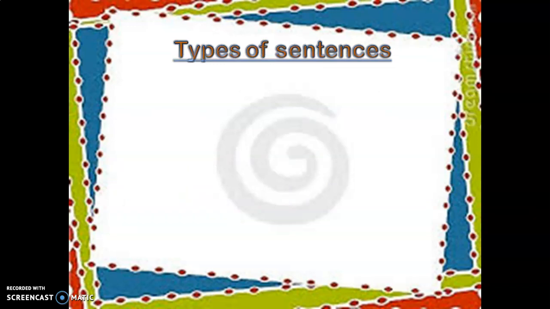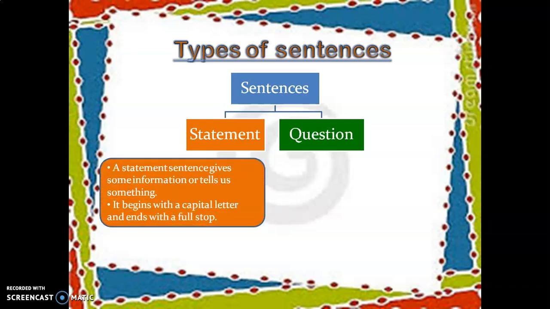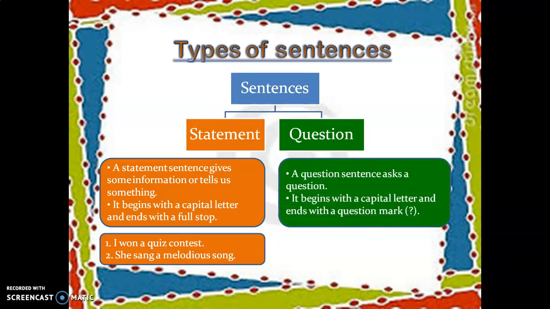Now, let's get to know the types of sentences. The first type of sentence is statement sentence and the other is question sentence. A statement sentence gives some information or tells us something. It begins with a capital letter and ends with a full stop. For example, I won a quiz contest. She sang a melodious song.